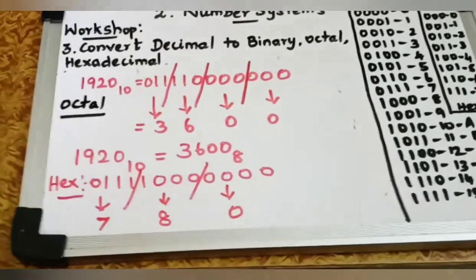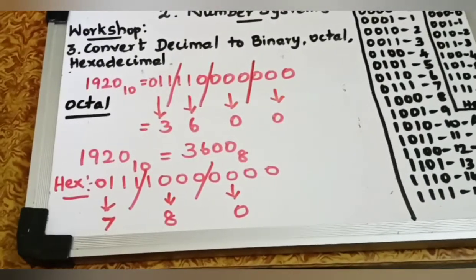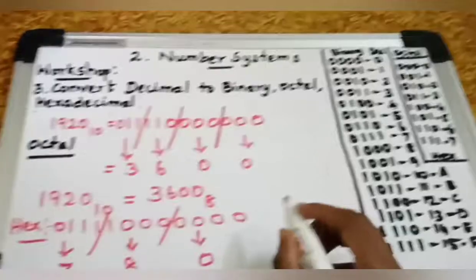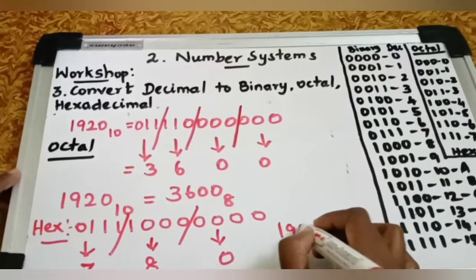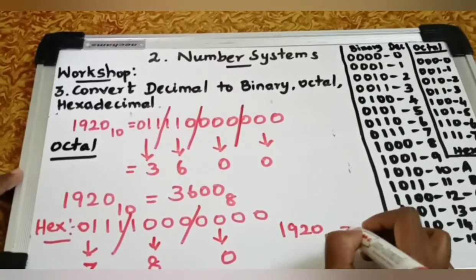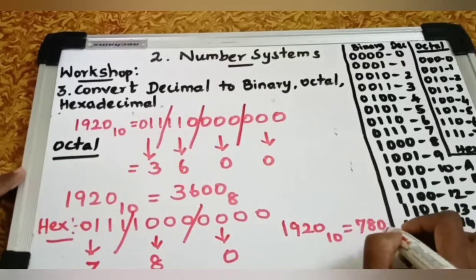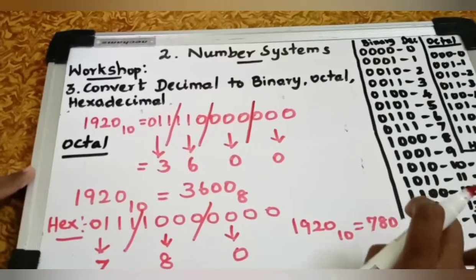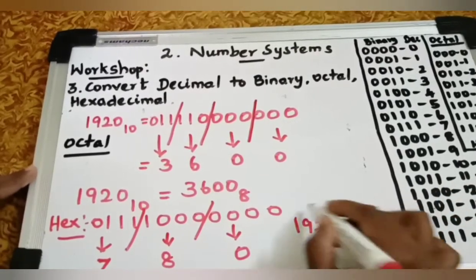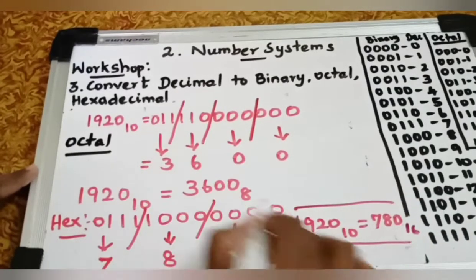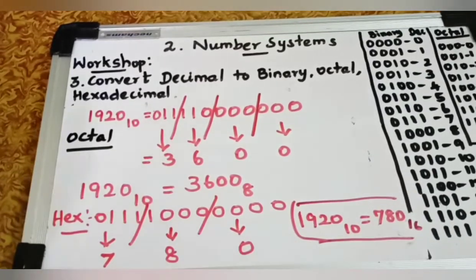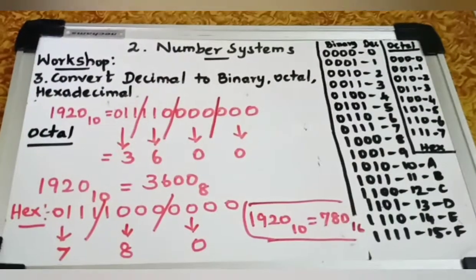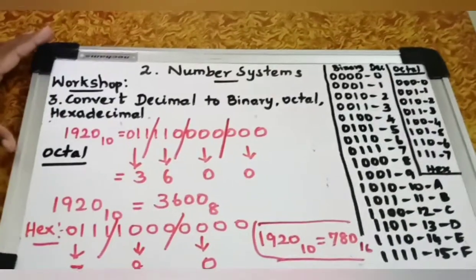So what is the hexadecimal value? For 1920 base 10, the answer is 780 base 16. So 1920 base 10 is equal to 780 base 16. So this is the hexadecimal answer. This is the conversion of decimal to binary, octal and hexadecimal.